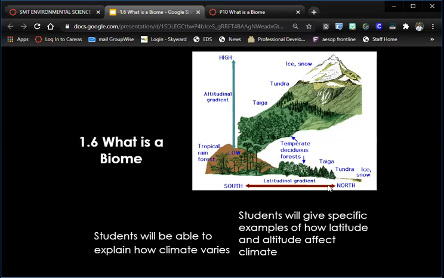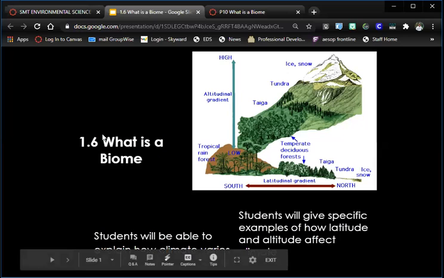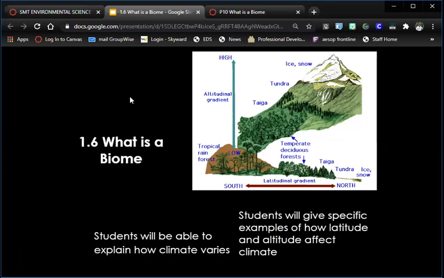our latitude. All right, our goals for today is students will be able to explain how climate varies, and students will give specific examples of how latitude and altitude affect climate.